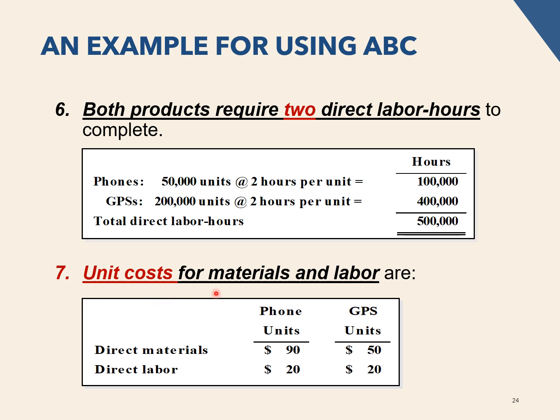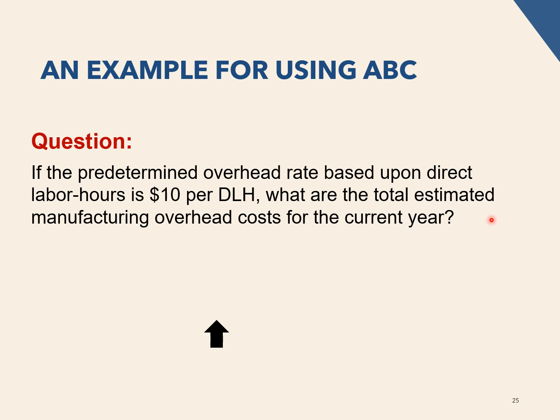Unit costs for materials and labor are as follows. For direct materials, 90 for phone, 50 for GPS. For direct labor, 20 for phone, also 20 for GPS. If the predetermined overhead rate based upon direct labor hours is 10 per direct labor hour, what are the total estimated manufacturing overhead costs for the current year?